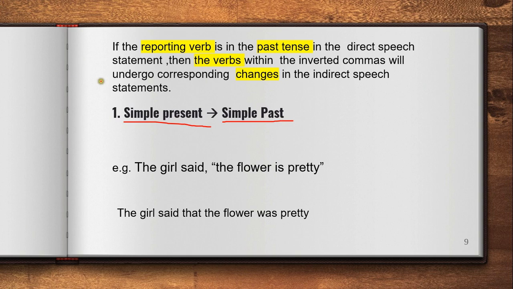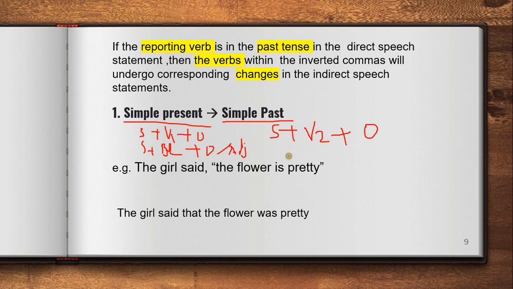Because you know that the simple present tense uses subject plus verb 1 plus object, or subject plus be, is, am, are, plus object, adverb, adjective, etc. But the simple past tense is subject plus verb 2 plus object, and the be verb here is was, were, plus object, adjective, or adverb.